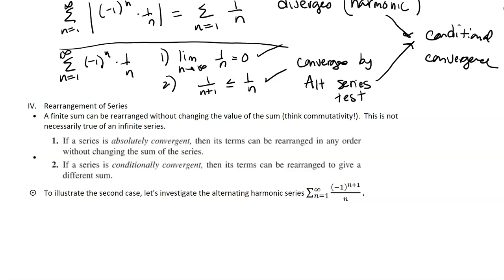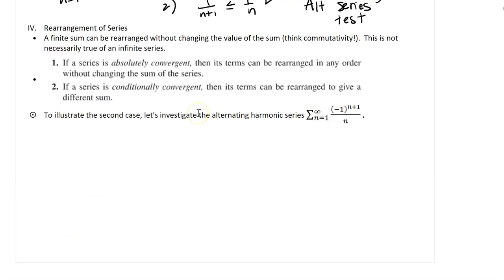Now, this is not necessarily true if you're looking at an infinite series. However, if the series is absolutely convergent, then its terms can be rearranged in any order. If it's conditionally convergent, then its terms might be able to be rearranged to give a different sum. So I'm going to show you the second case and how that could happen. So we're going back to that alternating harmonic. The only difference here is I've got n plus 1 in the power instead of n. So it's just going to change the even or odd properties of it.